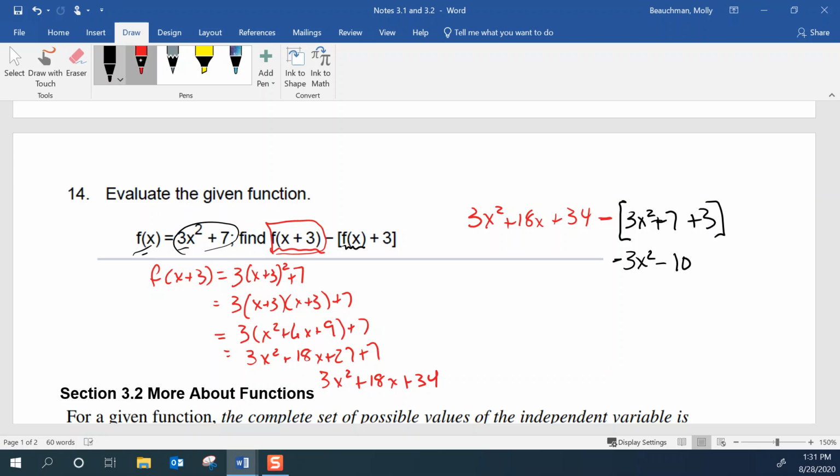But I still have this expression. Now that I've got everything, all of the parentheses removed, now I can add like terms. 3x squared minus 3x squared cancel each other out. I'm left with 18x, 34 minus 10, 18x plus 24.